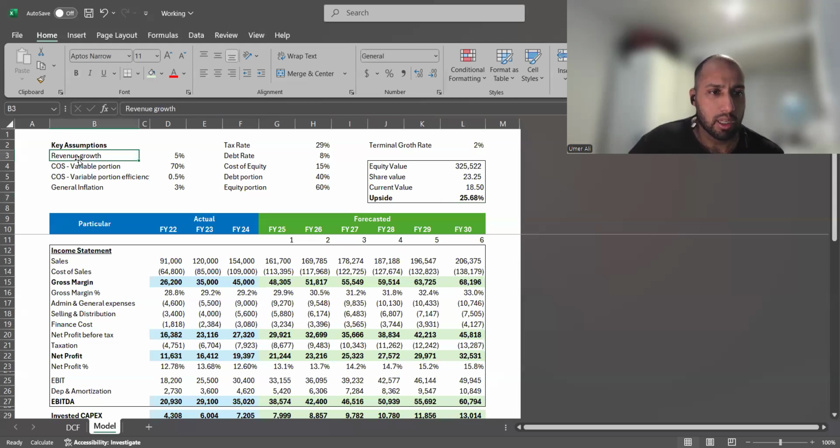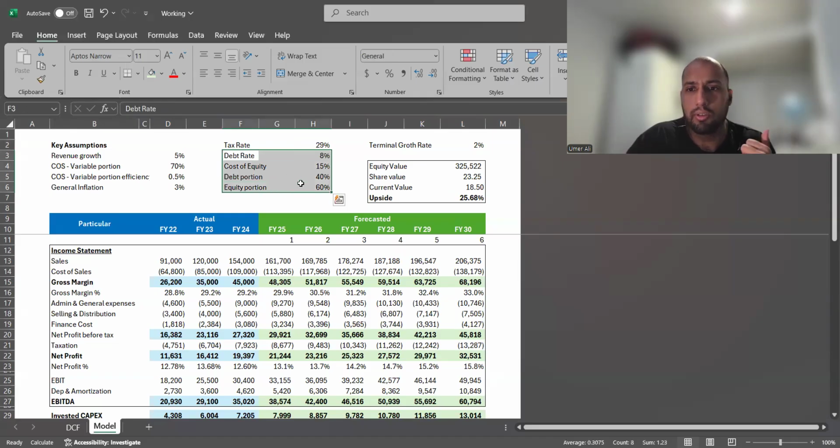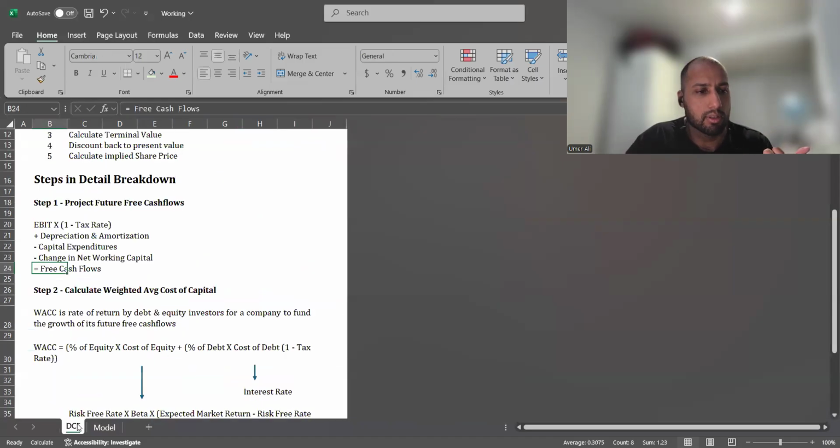So our key assumption is that our revenue will grow by 5% year-on-year. Our variable costs like materials, maintenance and labor are around 70% of our total cost of sales. We are also assuming that our variable cost will improve by 0.5% year-on-year. We are assuming the general inflation is 3%. The tax rate is 29%. These four are used for the WACC purpose that we have discussed here.